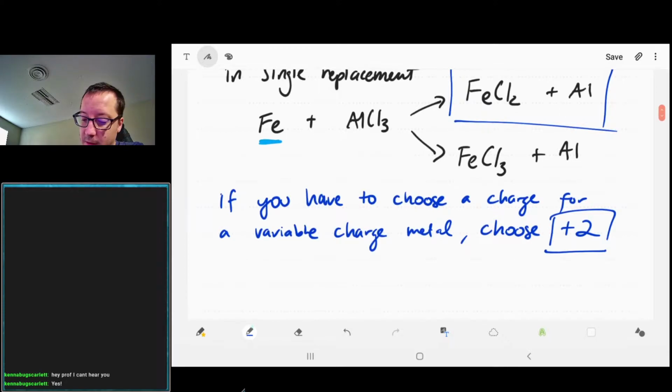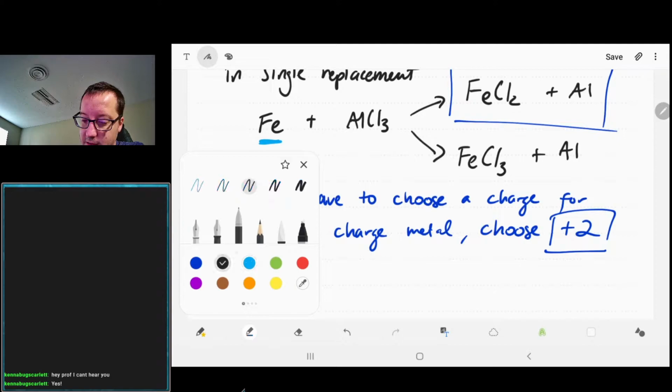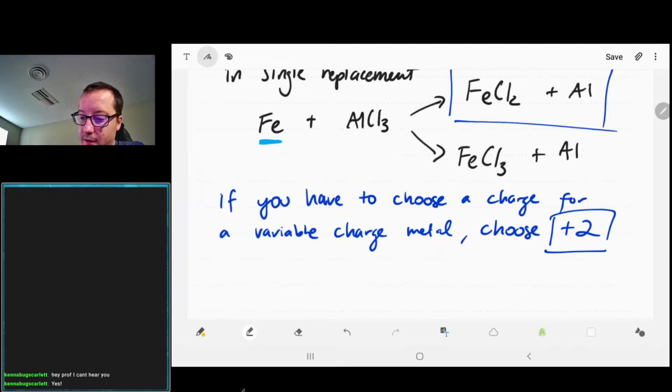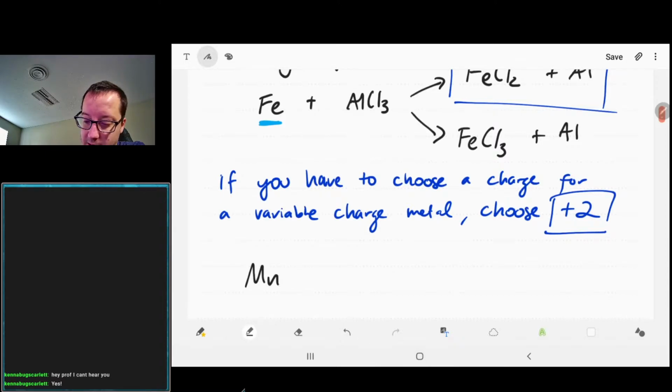So if you were to think about that, say we had, I don't know, how about manganese plus oxygen in a combination reaction? We're going to want to make the +2 one for that. So it's going to be the case for if we have these variable charge metals that we're not quite sure which charge to use. So in this class, we're just going to choose +2 across the board for predicting products of chemical reactions.